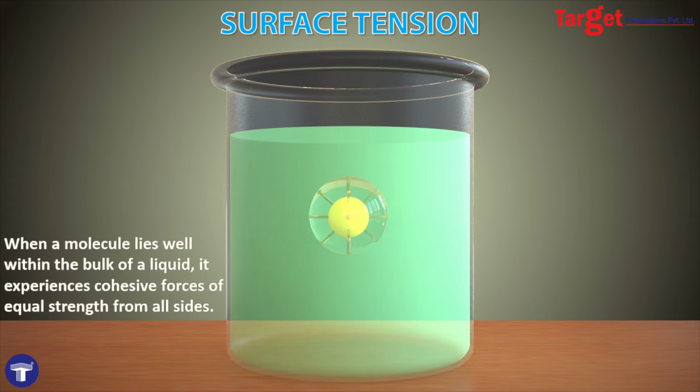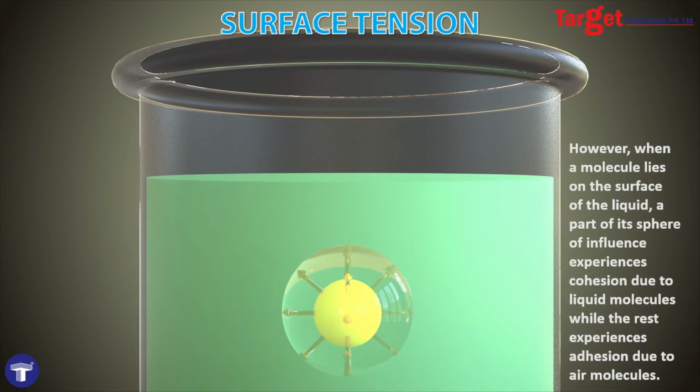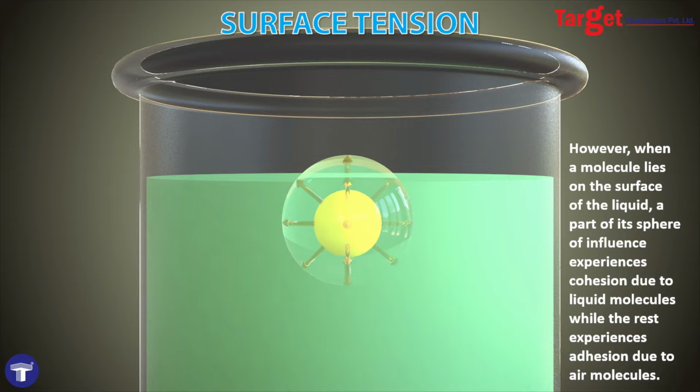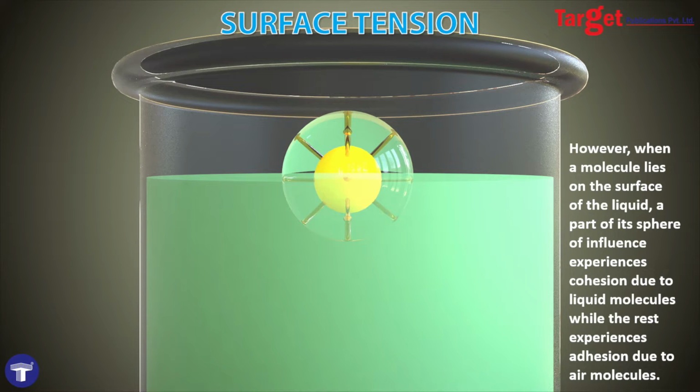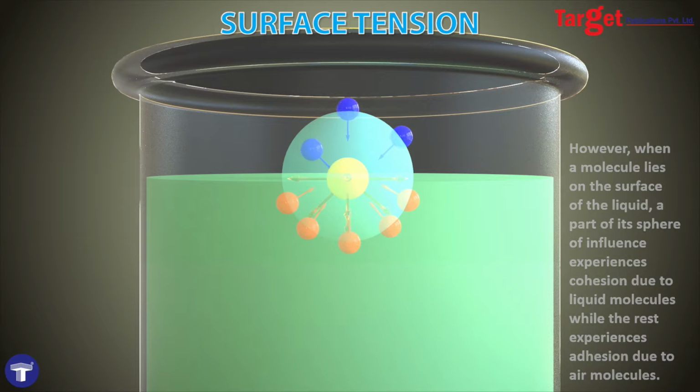When a molecule lies well within the bulk of a liquid, it experiences cohesive forces of equal strength from all sides. However, when a molecule lies on the surface of a liquid, a part of its sphere of influence experiences cohesion due to liquid molecules, while the rest experiences adhesion due to air molecules.